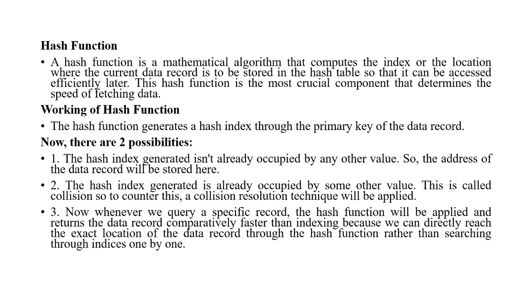Once the hash index is generated, if it isn't already occupied by any other value, the record will be stored directly. For example, if the hash index value is 0 and the zeroth record is empty, there is no issue; the record with the generated zeroth hash index is directly stored in that particular location.